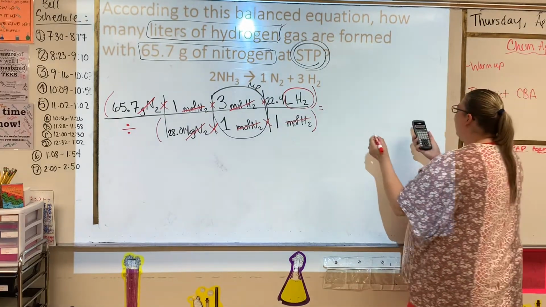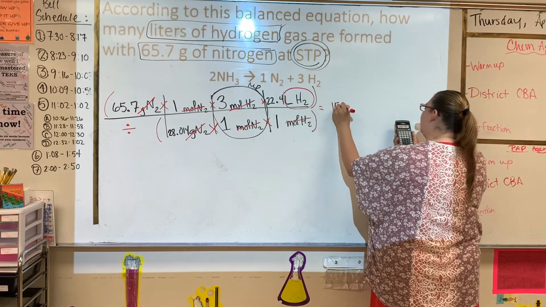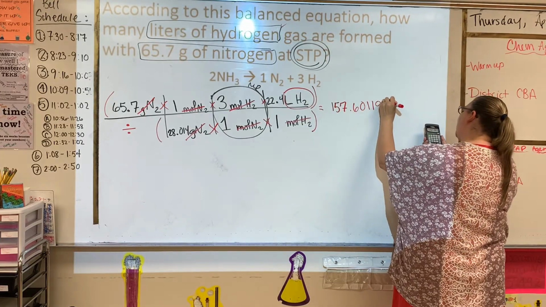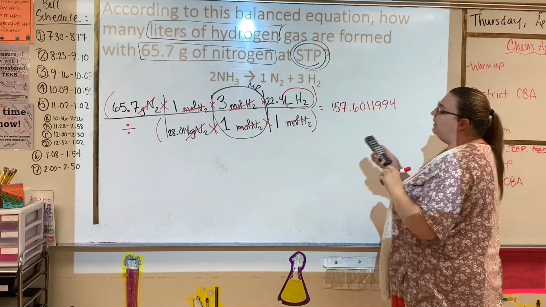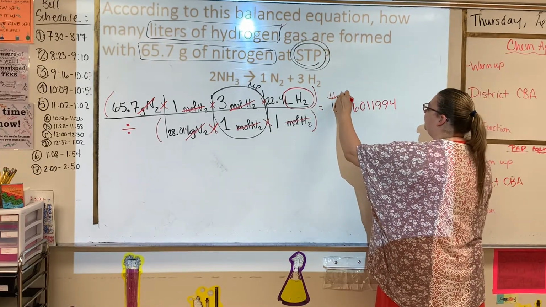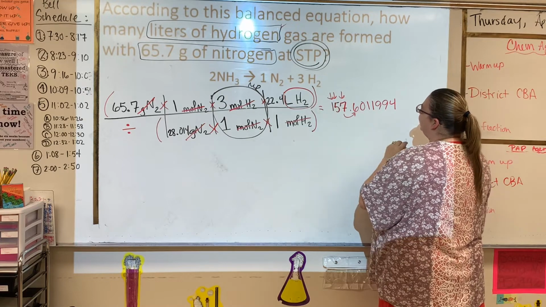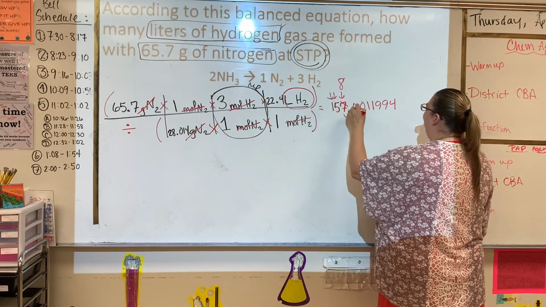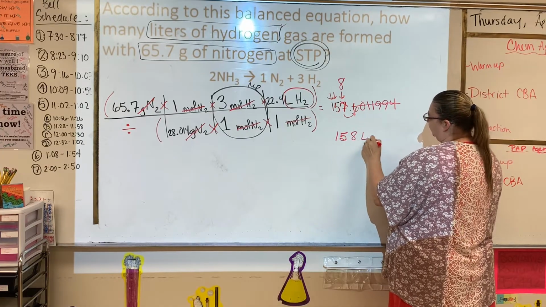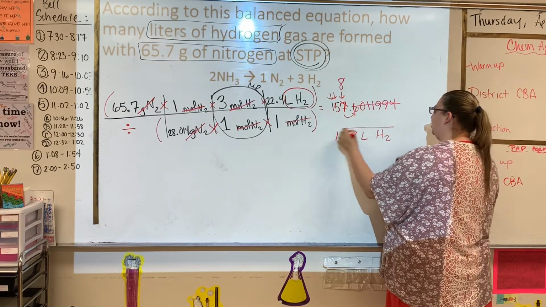enter. That gets us a value of 157.60119994. We need to round to 3 sig figs, so we're doing 1, 2, 3. The number after that is 5 or more, so the 7 goes up to an 8. We dump the rest. This is 158 liters of H2.